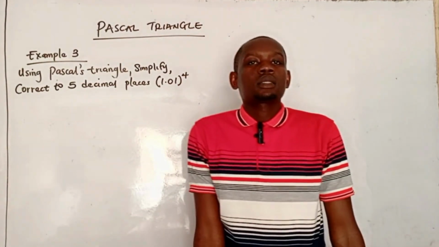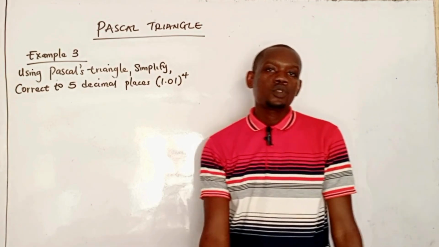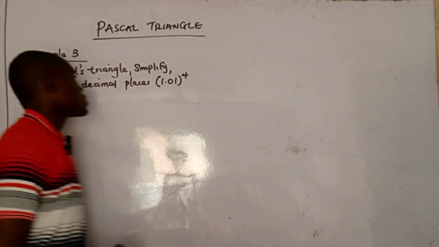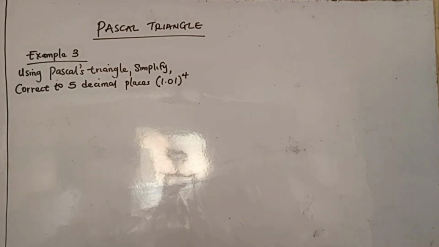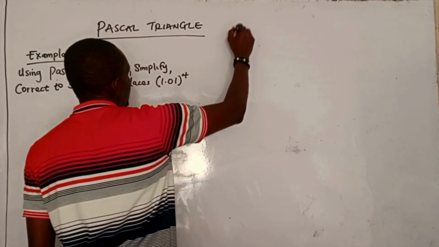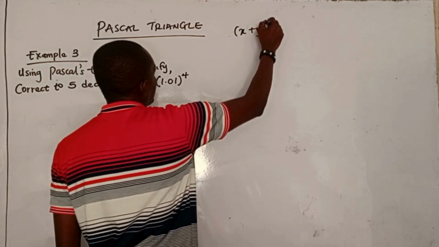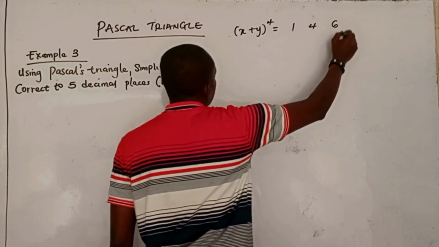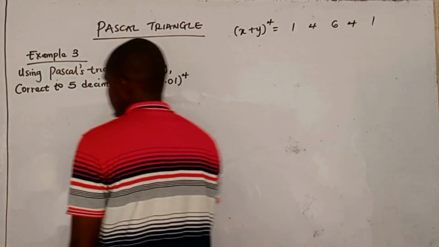Let us take a look at the last example using Pascal's triangle. If you look at the question we have on the board, we're told that using Pascal's triangle, simplify, correct to 5 decimal places, 1.01 all raised to the power of 4. Remember, your coefficient is very, very important. We have x plus y raised to the power of 4. We have 1, 4, 6, 4, and 1.